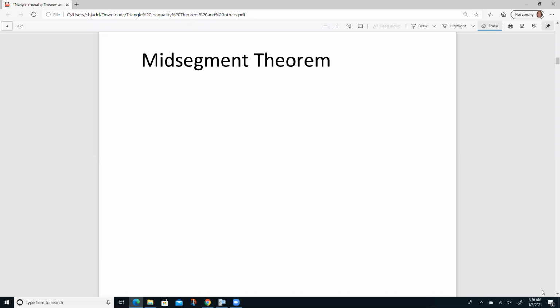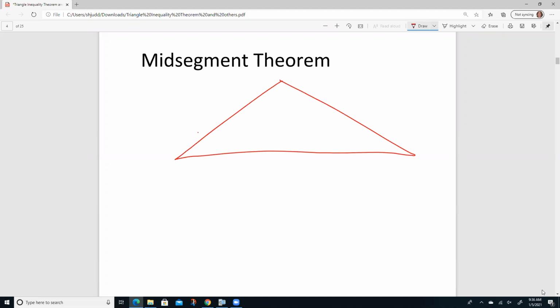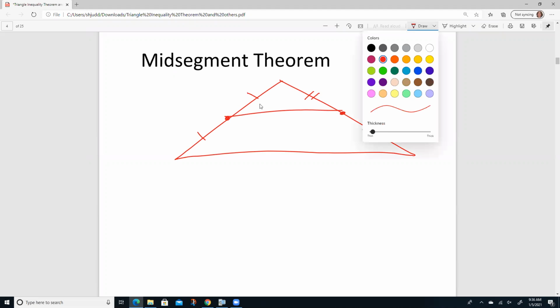Alright, let's talk about the midsegment theorem. Just as a quick refresher, the midsegment is when you have some kind of triangle and you find the midpoint of two of its sides, and you connect those two dots. Fun things we learn about the midsegment.